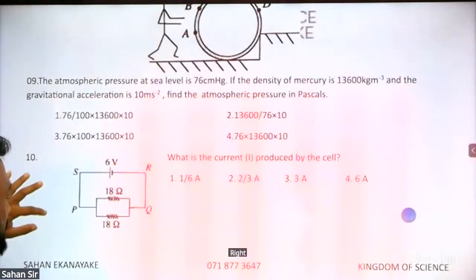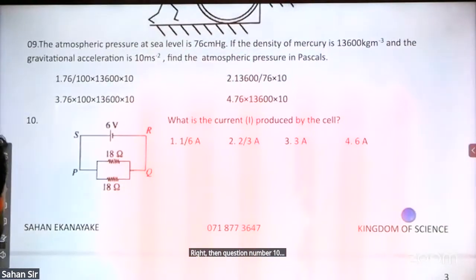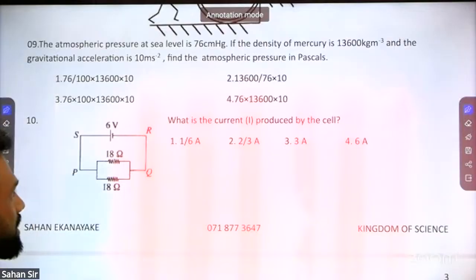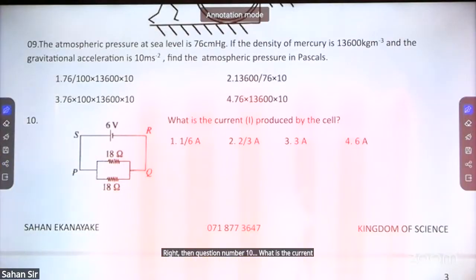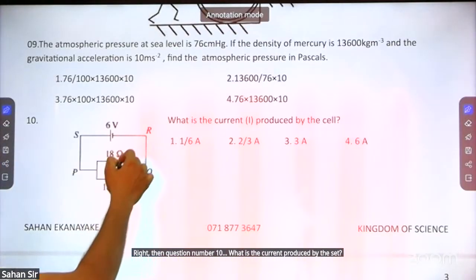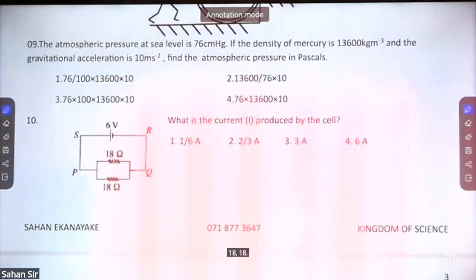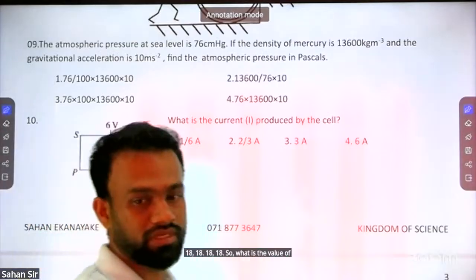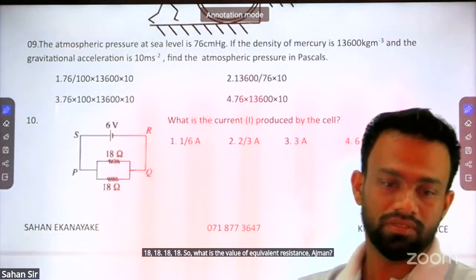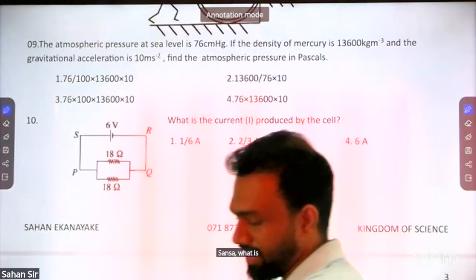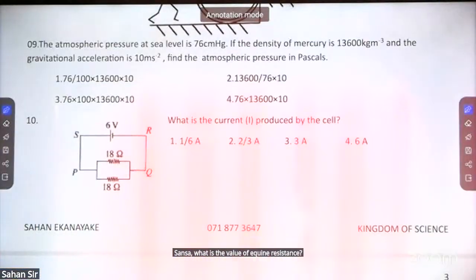Right. Then question number 10. What is the current produced by the cell? 18. So what is the value of equivalent resistance? Ajmal, say the answer. What is the value of equivalent resistance?